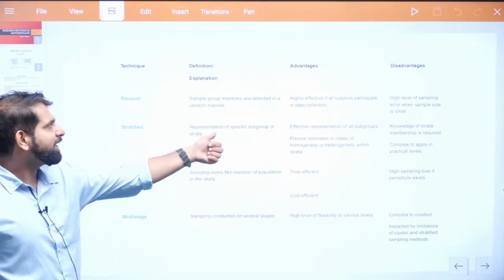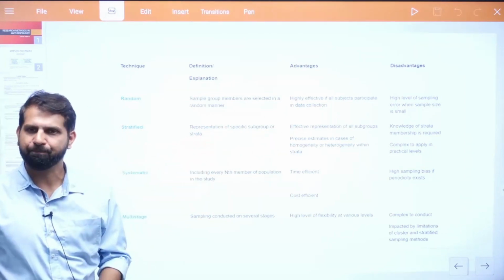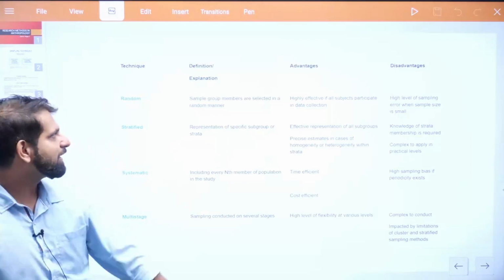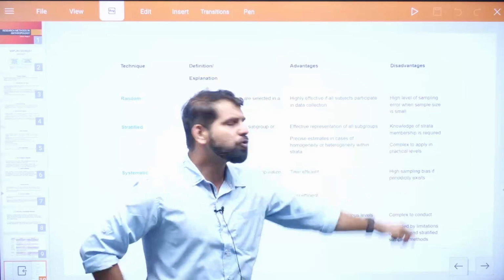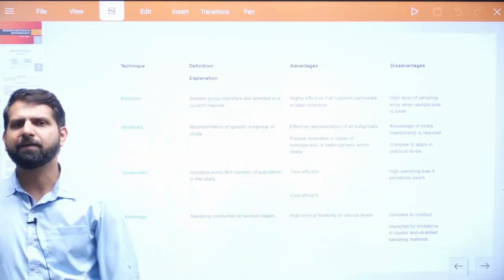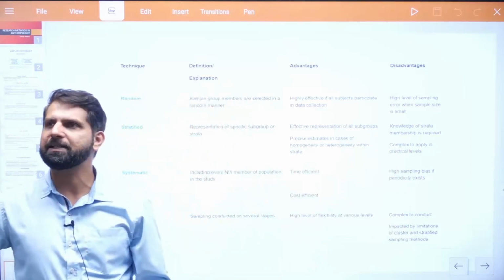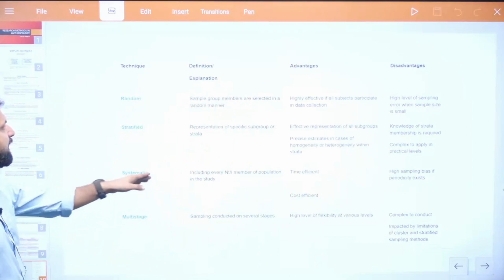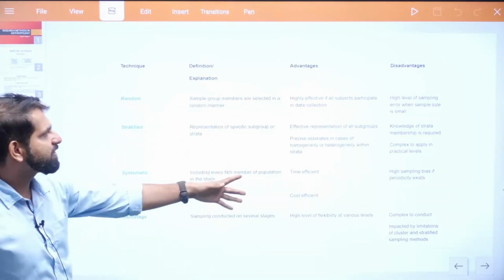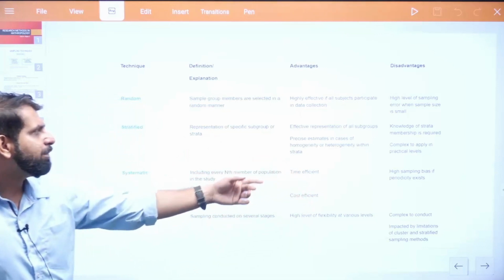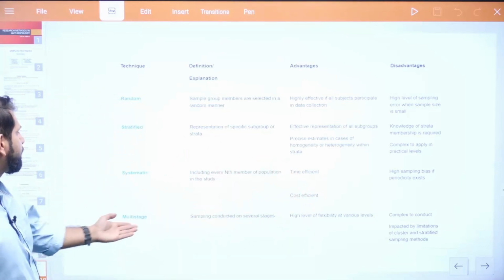Stratified: representation of specific subgroups or strata. Again, you have classified the population. Disadvantage: complex to apply at all practical levels. Given the heterogeneity of the sample, it's very difficult to organize. Systematic: again, every nth member, time efficient, cost efficient. Disadvantage: high sampling bias if periodicity exists.